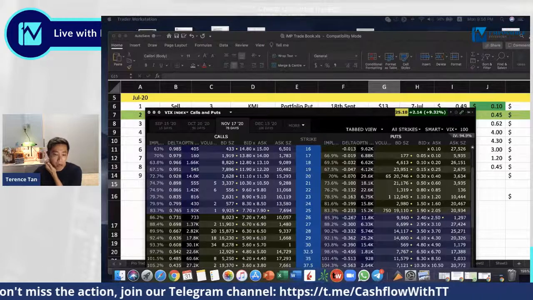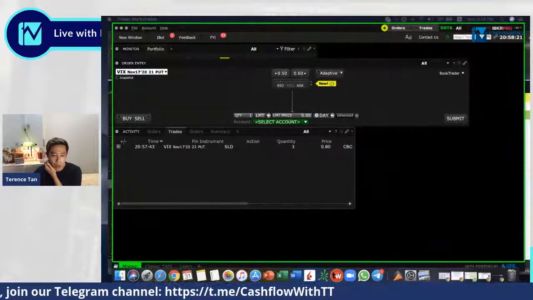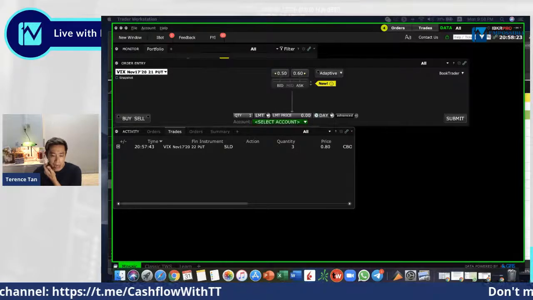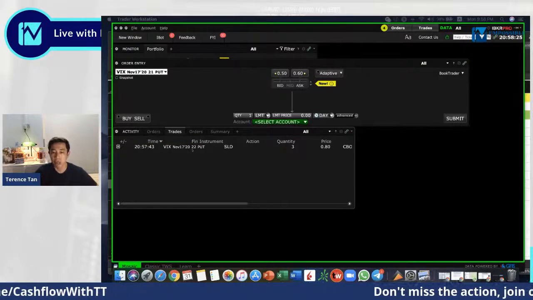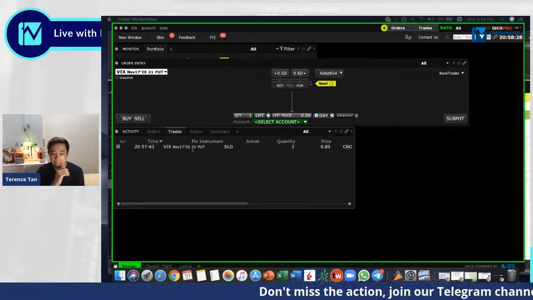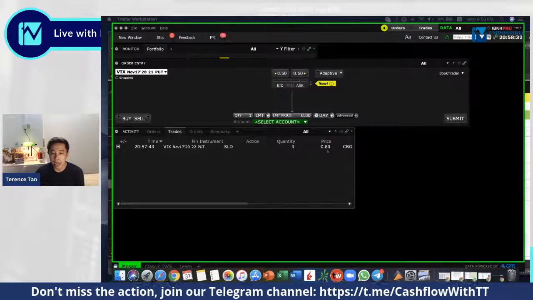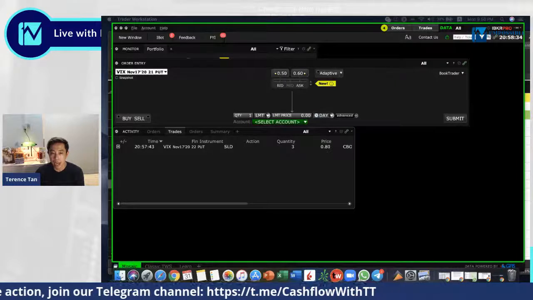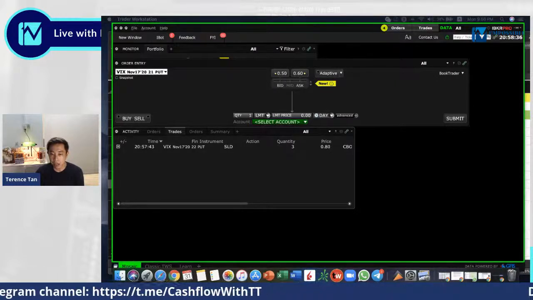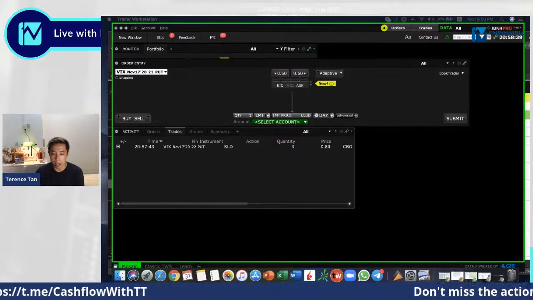I couldn't get the order for the 23 put strike filled. So what I did instead was fill the 22 put strike at 80 cents. That was what I meant by trying a different strike. I took it on the bid price, and the moment I sent the order, it got filled.